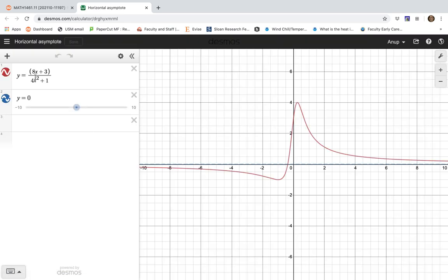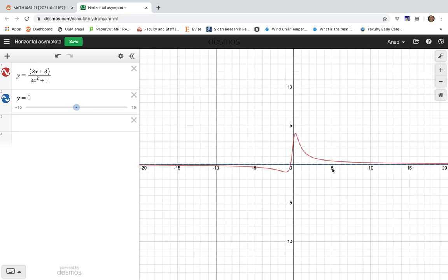So I have a function here. This is again a rational function where we have a polynomial in the numerator, and then 4x squared plus 1 is in the denominator, right? And then this is the graph of that. You can see I have a straight line here, y equal to 0, that dashed line. Whenever x is getting larger and larger, the function is actually getting closer and closer to that line, y equal to 0.